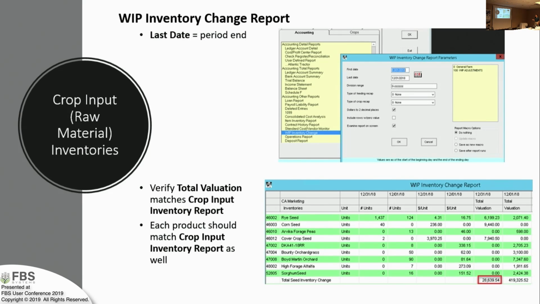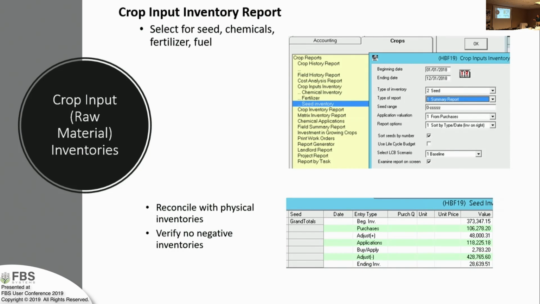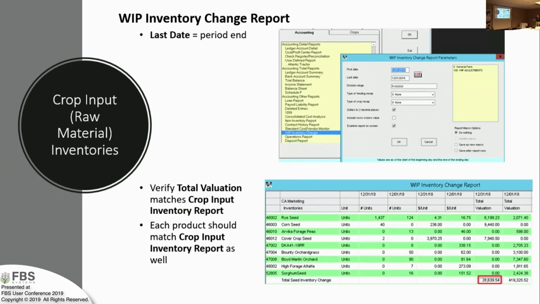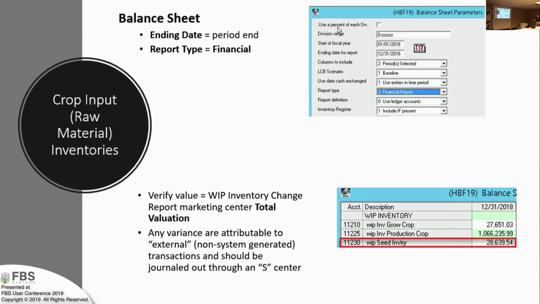Here's the WIP inventory change report. There's our 28,000 broken down by each seed variety or chemical or fertilizer. So 28,000 here on the input inventory report, 28,000 here at WIP inventory, 28,000 on the balance sheet. So that's how you do a tie out on an inventory for crops and livestock. It'll be groups. It'll be feed categories. It works the same way. Any questions on the tie out?